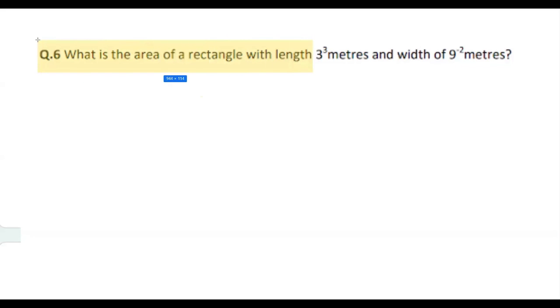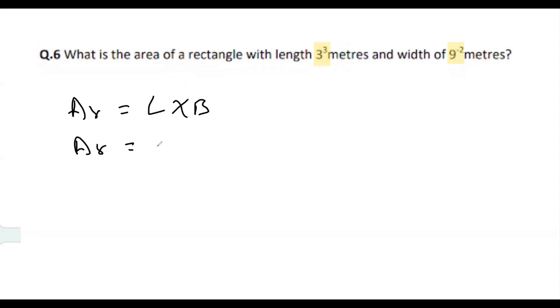The question 6, we have: what is the area of a rectangle whose length is 3 raised to the power 3 meter and the width is 9 raised to the power minus 2 meter? So we have to find the area. What do we know? Area of a rectangle is length multiplied by breadth. So this area: length, which is 3 raised to the power 3, and width, which is 9 raised to the power minus 2. 3 raised to the power 3 is 27.